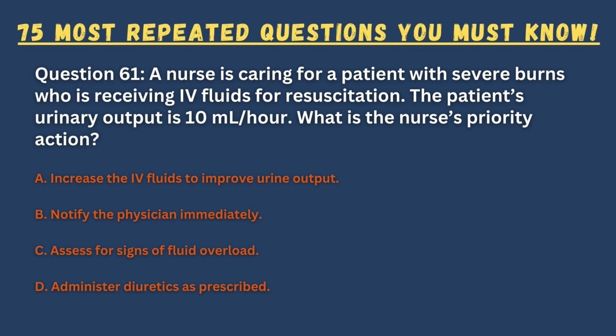Question 61. A nurse is caring for a patient with severe burns who is receiving IV fluids for resuscitation. The patient's urinary output is 10 milliliters per hour. What is the nurse's priority action? A. Increase the IV fluids to improve urine output. B. Notify the physician immediately. C. Assess for signs of fluid overload. D. Administer diuretics as prescribed.